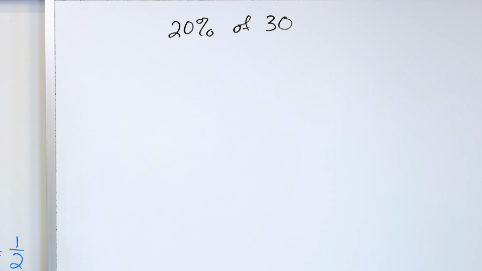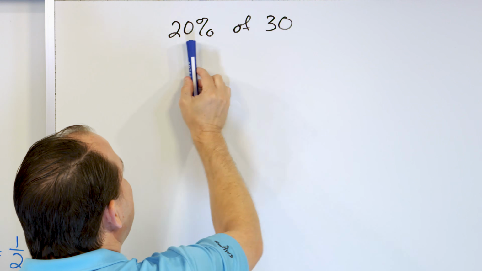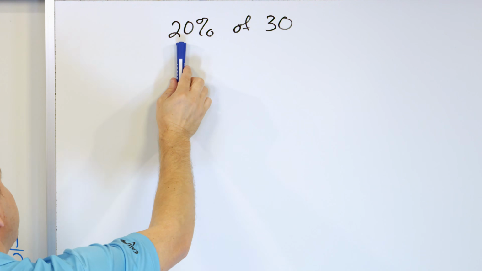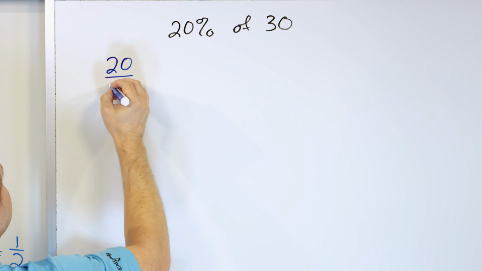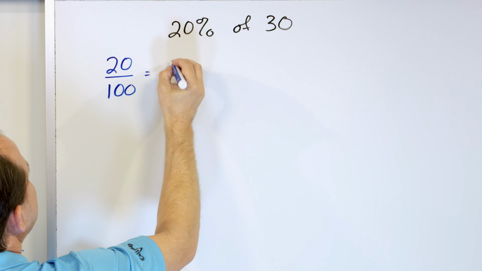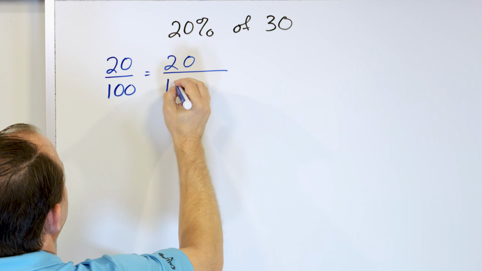Right? So the first thing is we need to multiply 30 times this percentage, but we're going to replace this with the fraction equivalent. So what is 20 over 100? That is what a percentage means. And I can simplify this, 20 over 100.